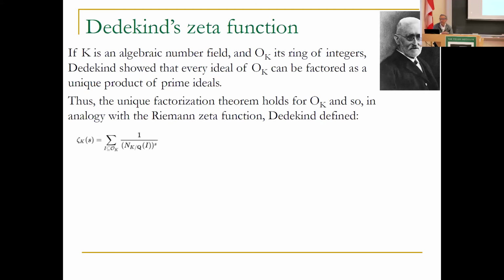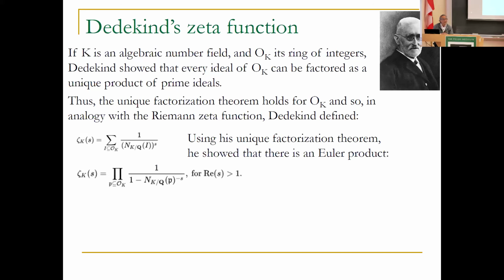And so just like the Riemann zeta function case, you look at the Dedekind zeta function, and you can factor it as an Euler product because every ideal is a product of prime ideals. Therefore, you have an Euler product again.